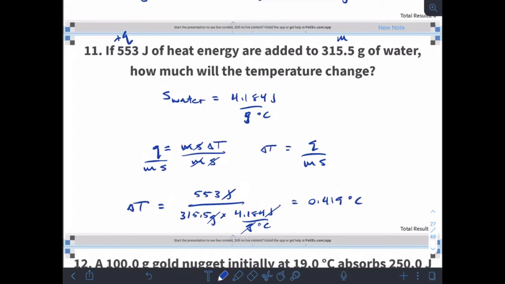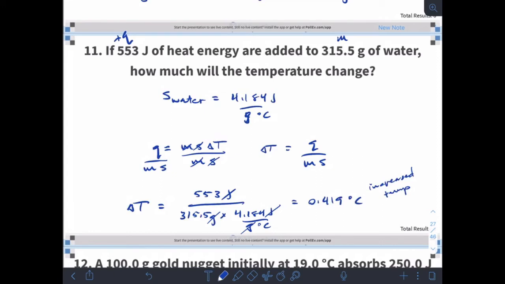All right, now let's think about some other aspects of this problem. So we've added some heat energy to our water. So the water should warm up. Okay, so if delta T is positive, that means that our temperature increased. Which is what it should do, right? If we're adding heat to water, it should warm up.